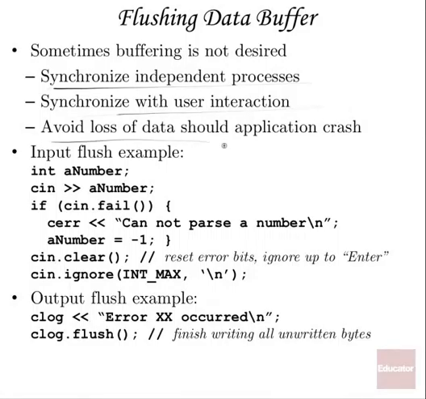There should be, but there isn't. So we have an integer number. We want to put it into the number. Now, if it fails, we will print out that we can't parse a number, and our default is going to be to set it to -1. And then we want to clear our error bits because we want to ask the user, hey, try again.